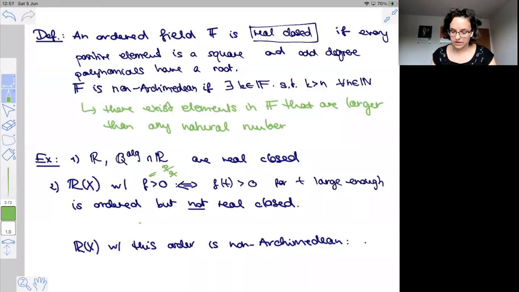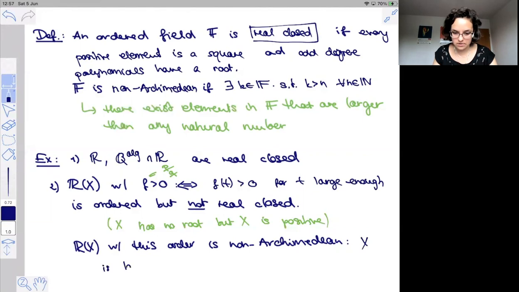And this is an ordered field, but it's not real closed. Why? X itself, the polynomial X, has no root, but X is positive. And it turns out that R(X) with this order is non-Archimedean. Why? Because X is larger than any natural number.